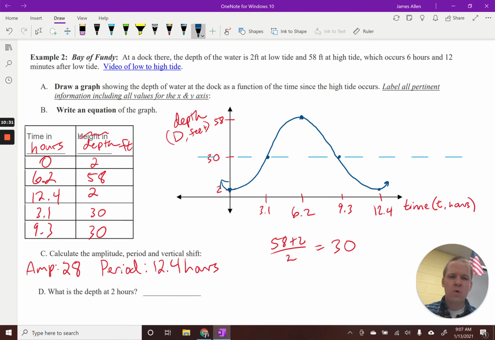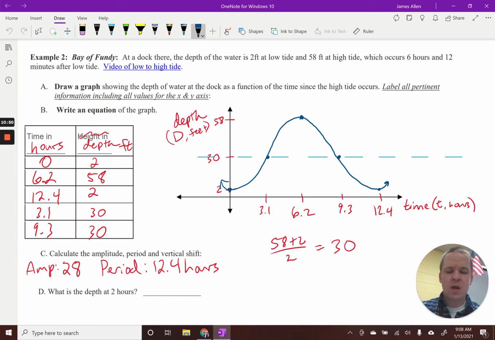That was pretty good, except that fourth point there, I almost missed it, but I still got it. I feel like I still got it. I can even be like, hey, I totally got it. Okay. So there's my cosine function there that would represent the tides.